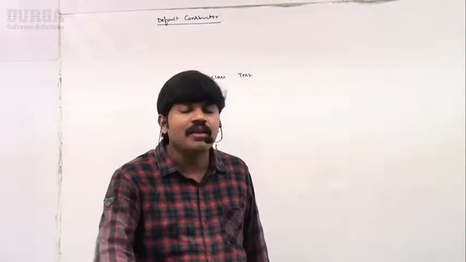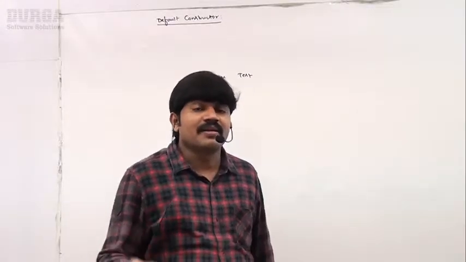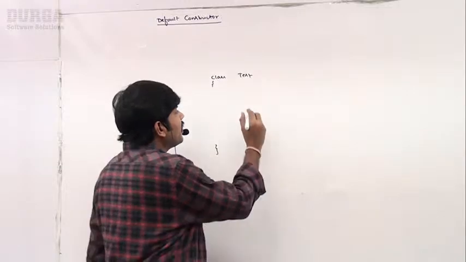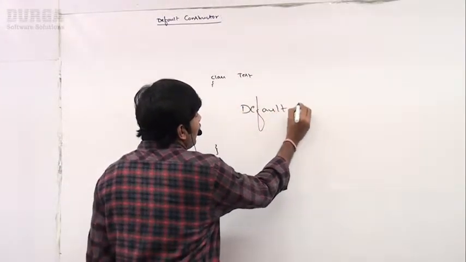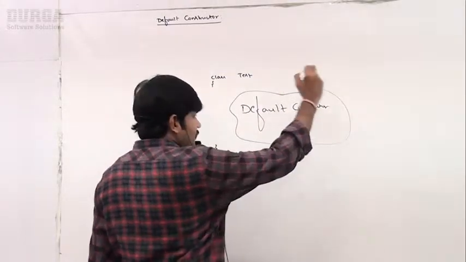It is going to fail, and it is going to provide default constructor at the time of compilation. Regarding that, automatically the compiler will add which constructor, right? Default constructor. Compiler is always going to add it, sir.